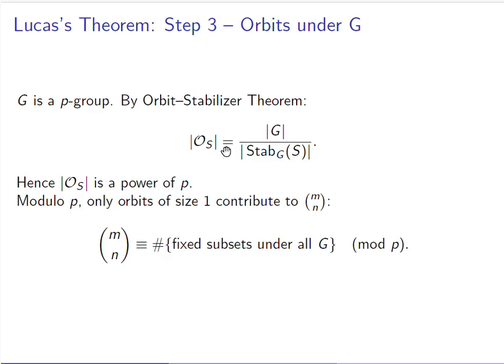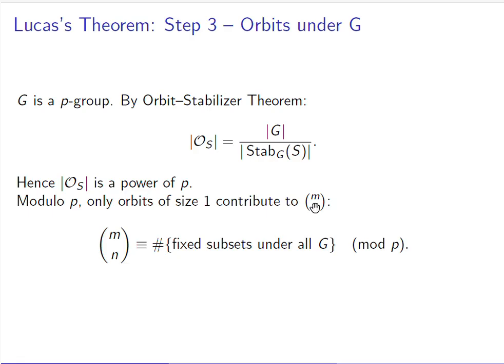So if the power of P is not 0, if it's something bigger than 0, then if you take mod P, of course you get 0. If it's 0, if you take mod P, it's just 1. So if we are taking this number mod P, then the only thing that will survive is if that orbit has only one element. So modulo P, only orbits of size 1 contribute to this number.